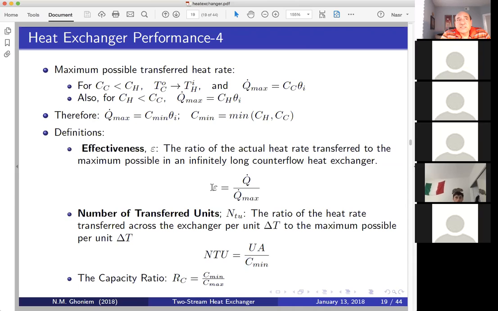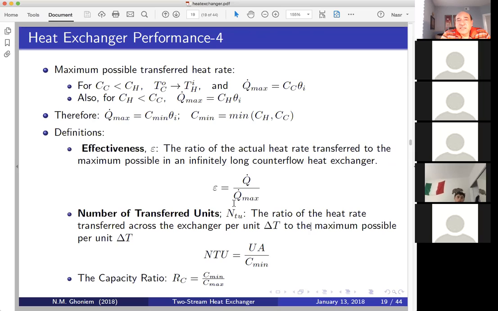So what we need is to determine epsilon from the experiments, and determine NTU from experiments. So epsilon from experiments will be Q dot. Q dot is m dot hot times C sub P for the hot times T hot in minus T hot out. That's pretty easy. But Q dot max is the maximum possible amount of heat that can be transferred.